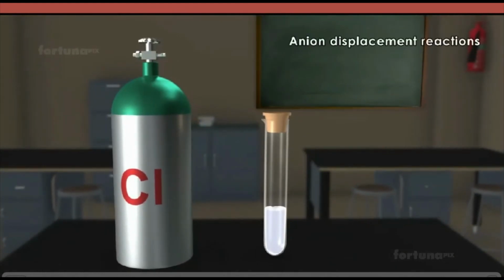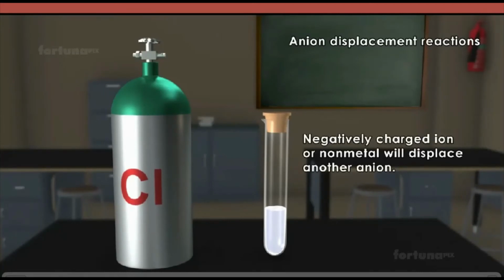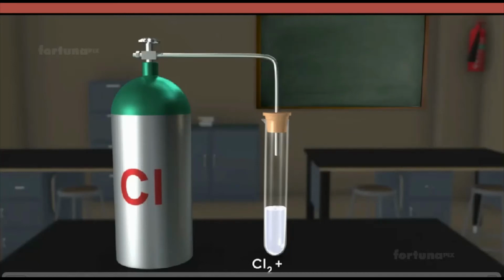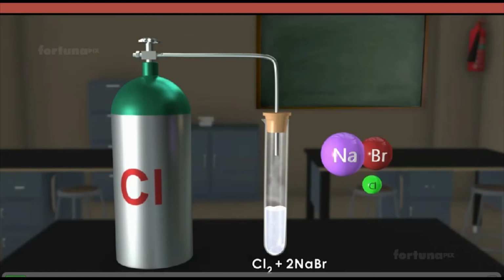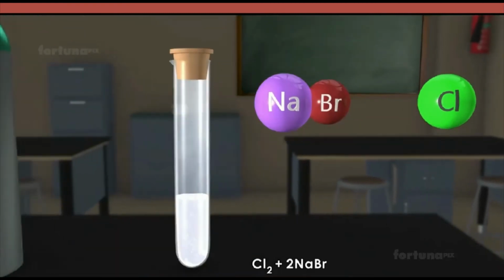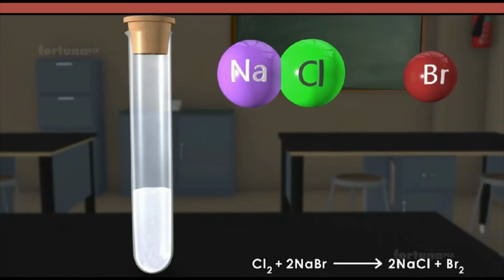In anion displacement reactions, a negatively charged ion or non-metal will displace another anion. When chlorine is added to a sodium bromide solution, the more reactive chlorine will displace bromine to yield sodium chloride solution and bromine gas.